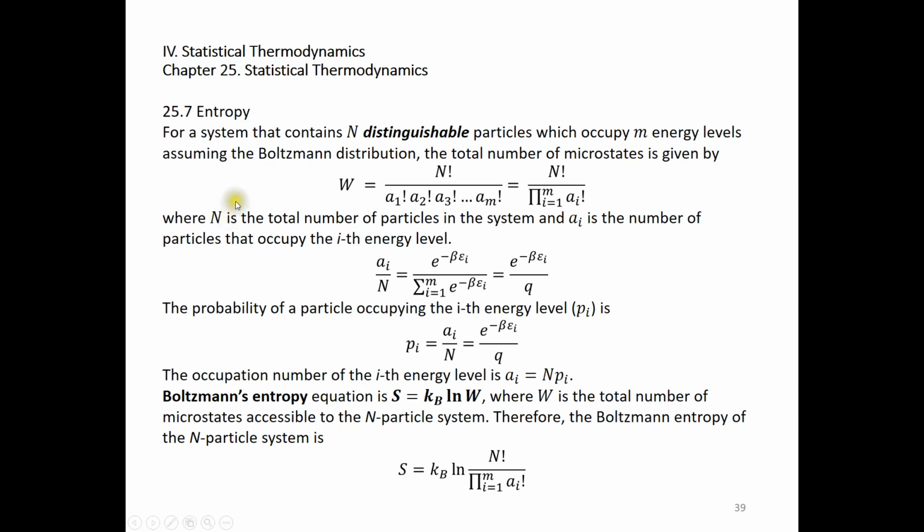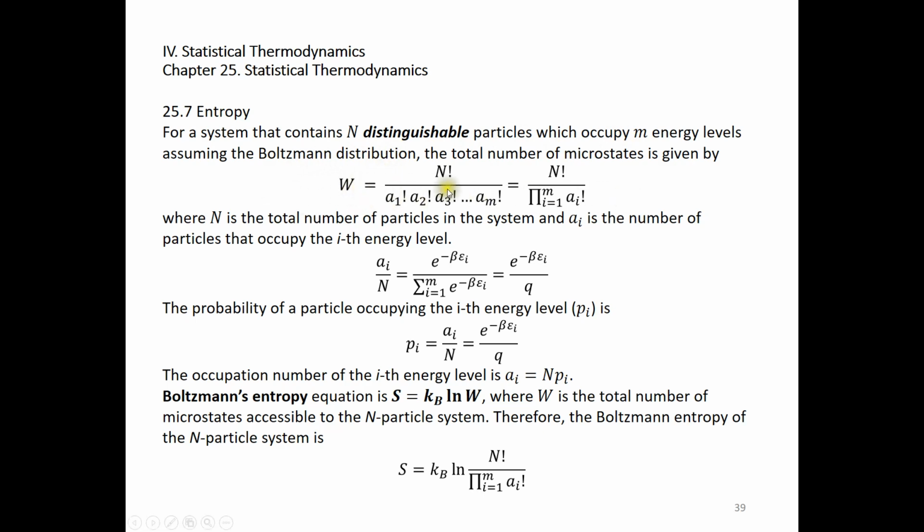Chapter 25, Statistical Thermodynamics, Section 25.7, Entropy. For a system that contains n distinguishable particles, which occupy m energy levels, assuming the Boltzmann distribution, the total number of microstates is given by this formula.